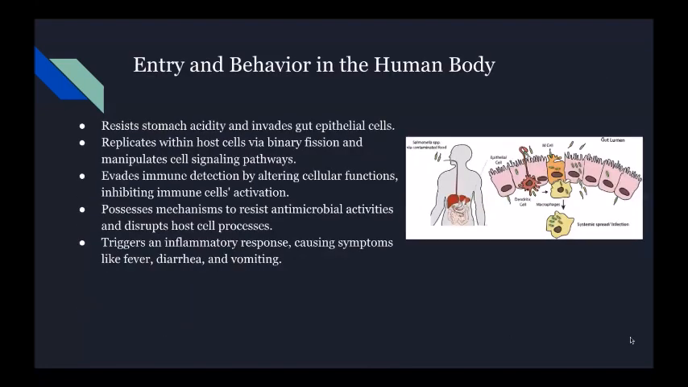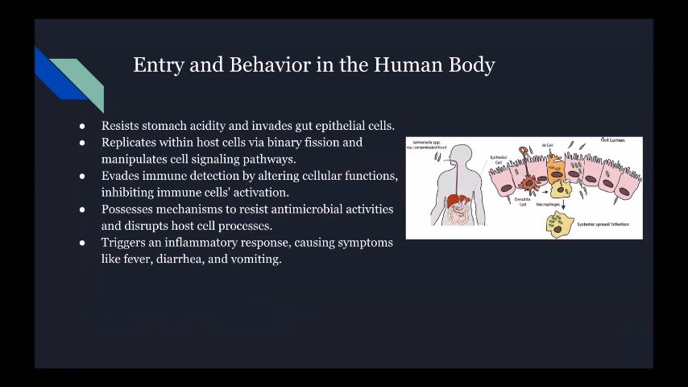Once ingested into the human body, Salmonella travels to the intestines, where it deploys various mechanisms to attach to and invade the epithelial cells lining the gut. Salmonella can withstand stomach acidity, which is aided by protective measures such as acid tolerance responses. Through its type 3 secretion system, Salmonella injects proteins into the host cells that then prompts endocytosis, allowing it to enter and eventually reproduce within these cells through binary fission.